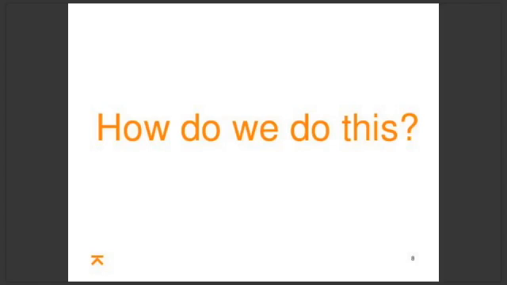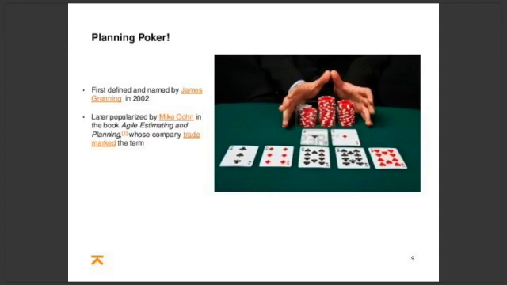Okay, so that all sounds fine in theory, but what about in practice? How do we get points estimated and onto our user stories? So, the technique is called planning poker. It was first defined by a chap called James Greening in 2002, later popularised by Mike Cohn, who owns a company called Mountain Goat. He wrote a book called Agile Estimating and Planning, and trademarked the term for planning poker.